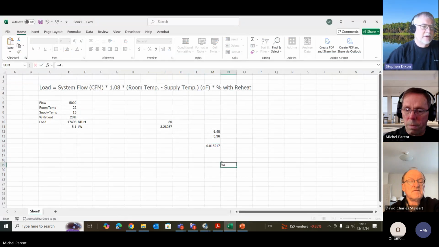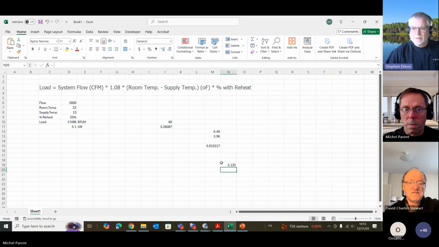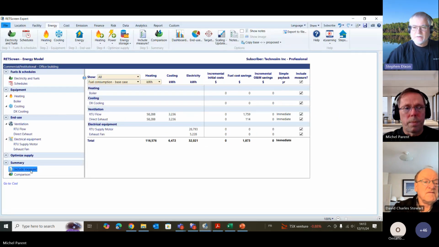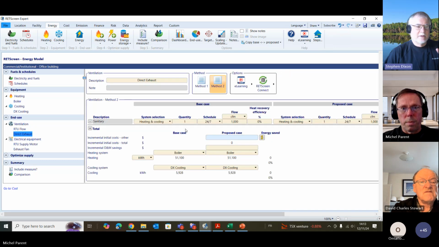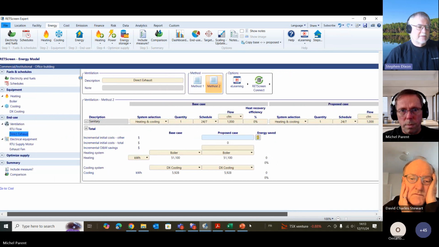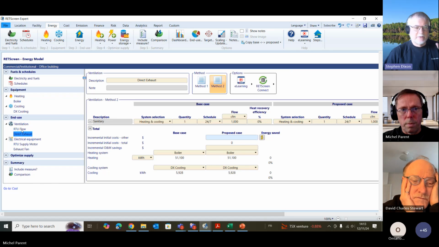Go to your include screen. If you go to the include screen, we see the direct exhaust and the RTU energies or fuels are the same, and I asked the question why they're the same. Let's go to direct exhaust and we see we have 1,000 CFM, right? We go to the RTU flow and we see we have a 10,000 CFM system flow, 5%, which is 500.